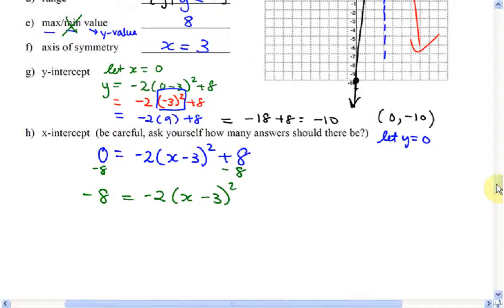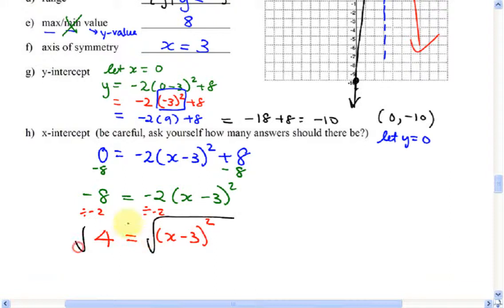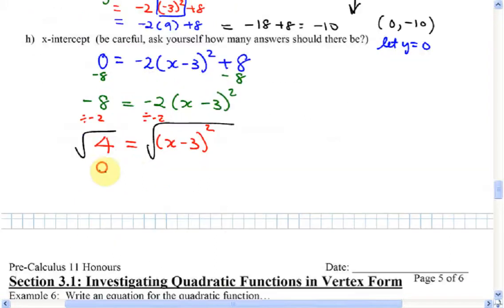What's next then? Divide by -2. Sure, Rebecca says let's get rid of that -2. So we just go 4. So positive 4. -8 divided by -2 is +4. I like that. And now what? I want x by itself. Square root, thank you. What's the square root of 4? 2.